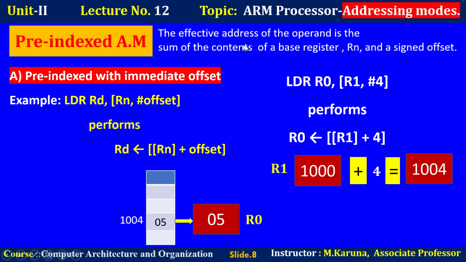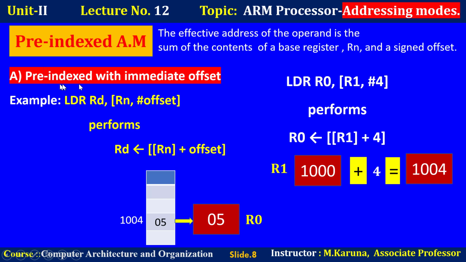Here, the effective address of the operand is the sum of the contents of a base register Rn and a signed offset. The offset may be positive or negative. So here two addresses are available. We have to add these two addresses. At that address the data is present, and then that data can be accessed with the help of load or store instructions. In pre-indexed addressing mode, we have different types which we will discuss.